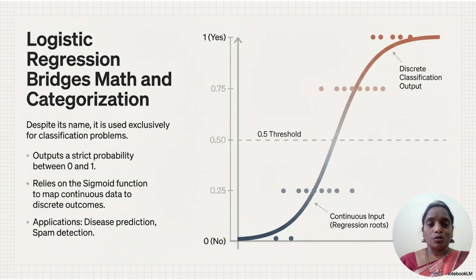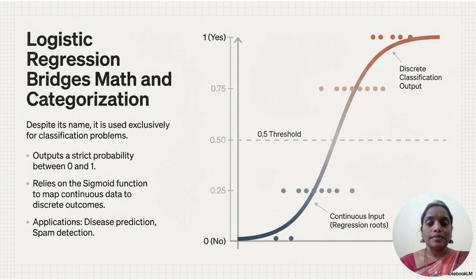Despite its name, logistic regression is a classification algorithm. Even though it is mentioned as regression, it is considered a classification algorithm. It uses a sigmoid function to convert the numerical values into probabilities ranging from 0 to 1. Based on the threshold value, the output is assigned to the particular class.